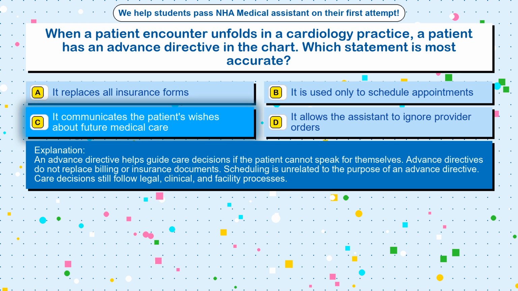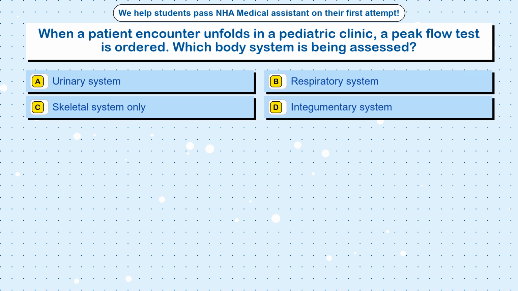Care decisions still follow legal, clinical, and facility processes. Question 63. When a patient encounter unfolds in a pediatric clinic, a peak flow test is ordered. Which body system is being assessed?